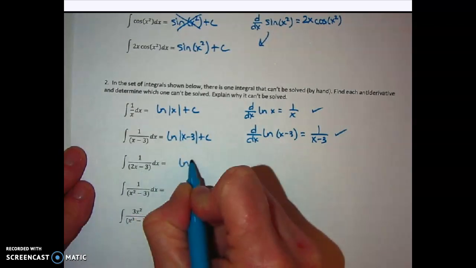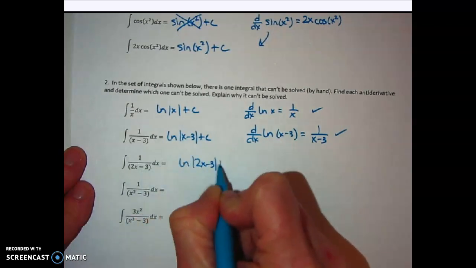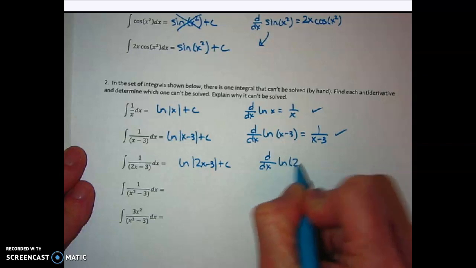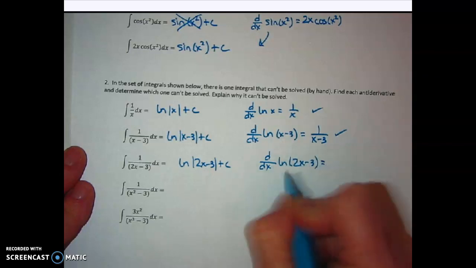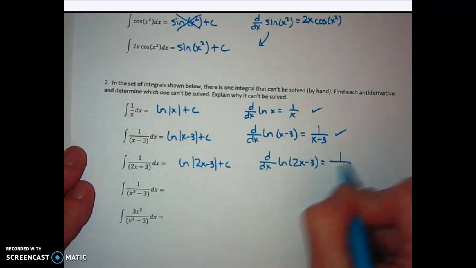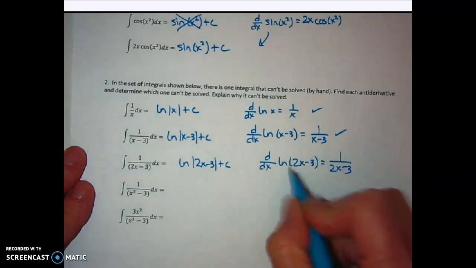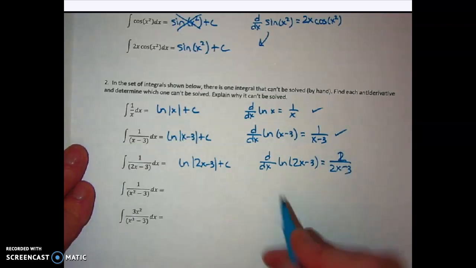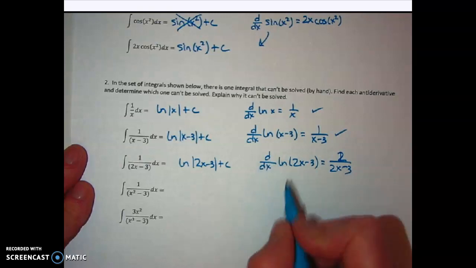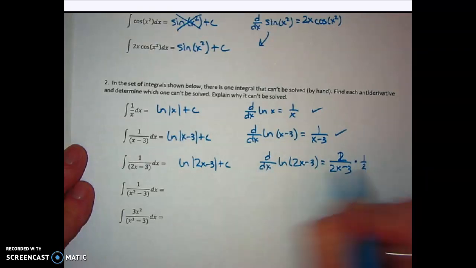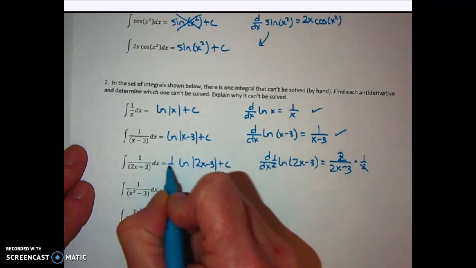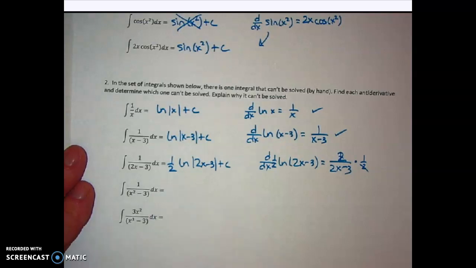This must be the natural log of 2x minus 3 plus c. So the derivative with respect to x, again, the derivative of the outside, 1 over 2x minus 3. And the derivative of the inside is 2. Well, if I could multiply this by 1/2, then these 2's would cancel. So I just need a 1/2 here. And now I have that.